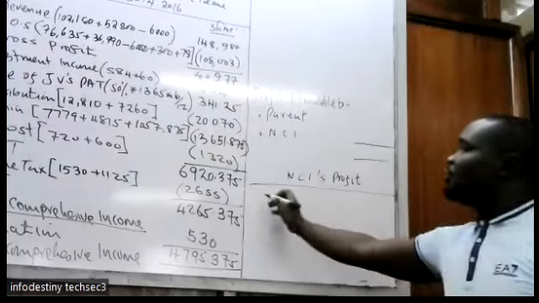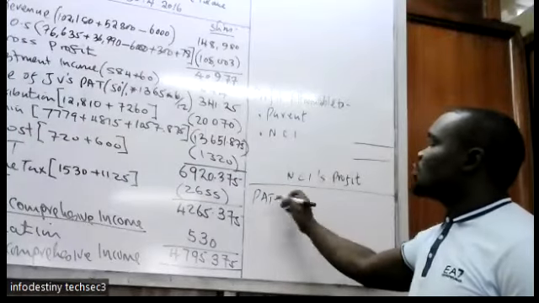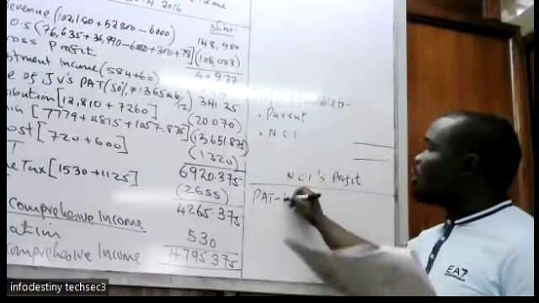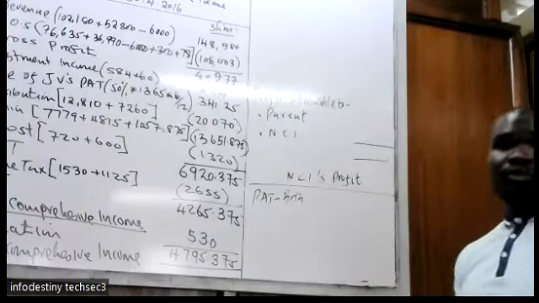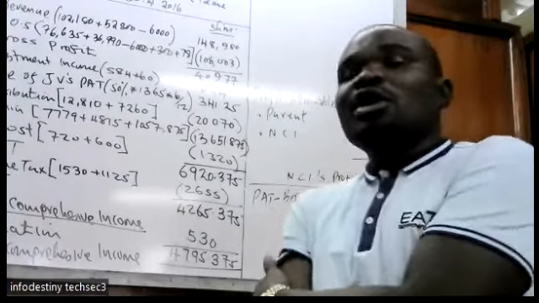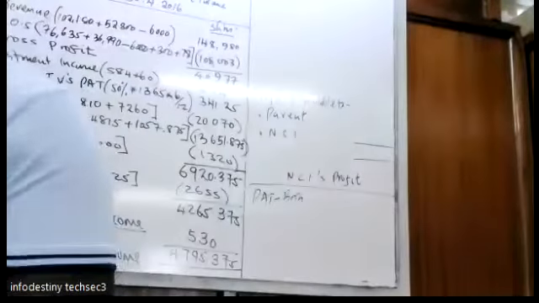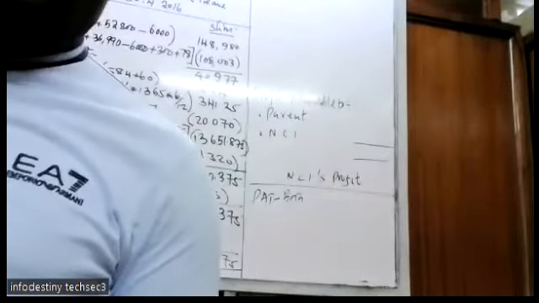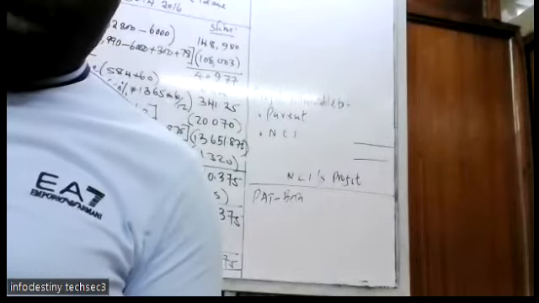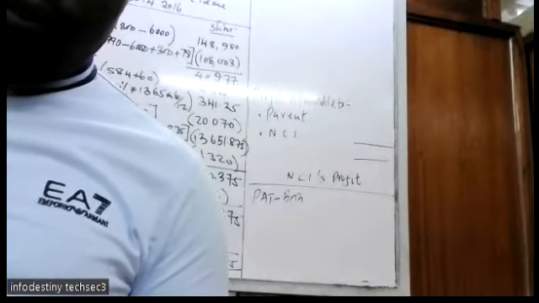Okay, NCI, they take PAT of the subsidiary. So what is the profit after tax of Bora? Where do the minority live? Where is their home? Subsidiary. NCI lives in the subsidiary.